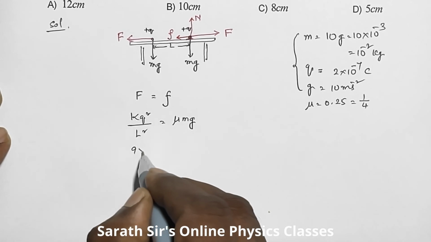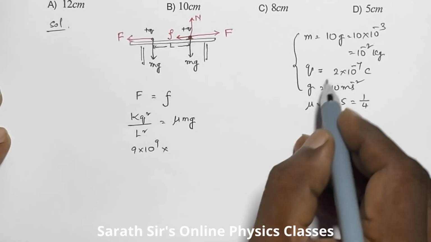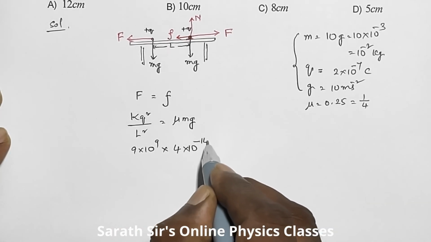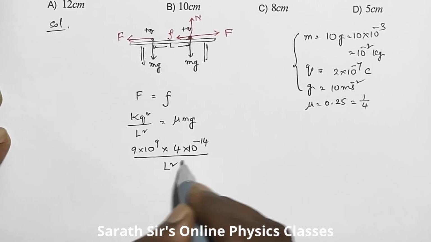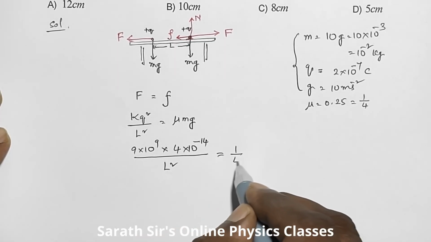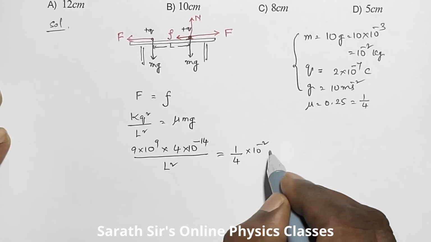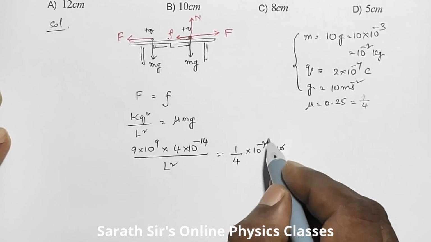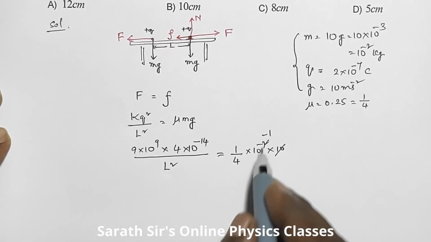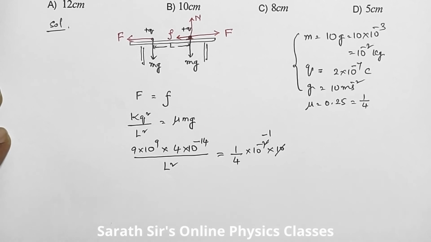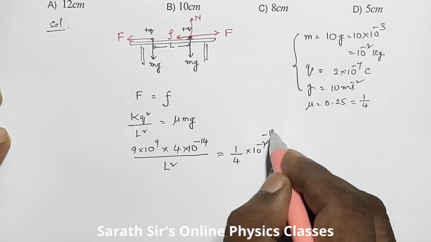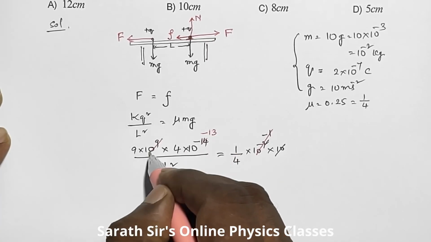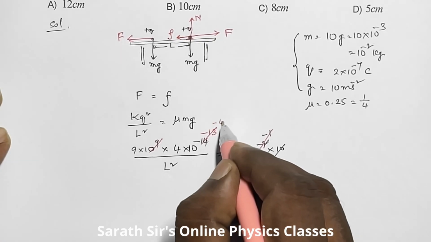So K is 9 into 10 to the power of 9. Q value is 2 into 10 power minus 7. Q square is there, so 4 into 10 power minus 14 by L square is equal to mu, which is 1 by 4, into m, which is 10 power minus 2, into acceleration due to gravity 10. This 10 and this minus 2 cancel, leaving 10 to the power of minus 1. Here minus 1 goes, minus 13. Then this 9 will go and this is minus 4.